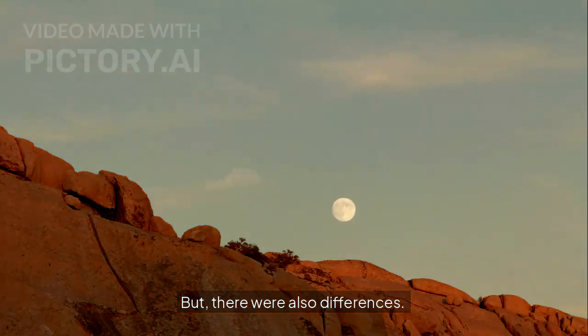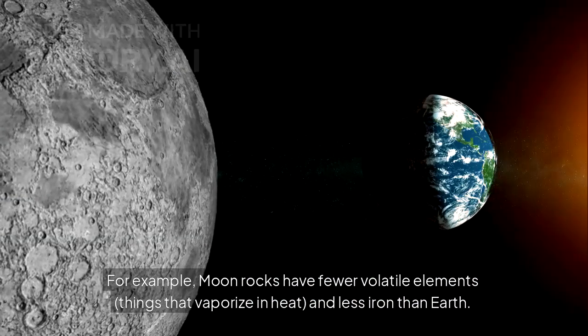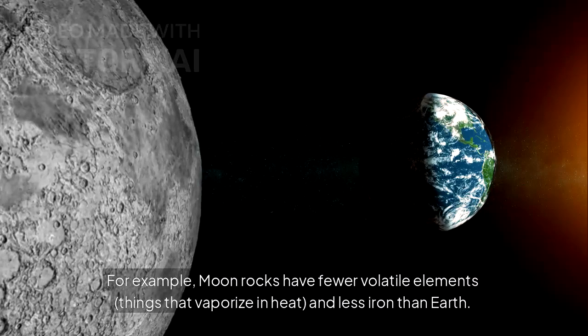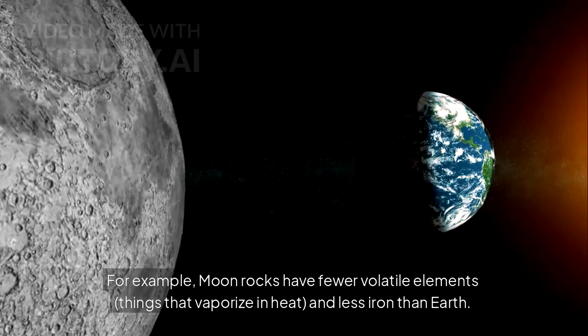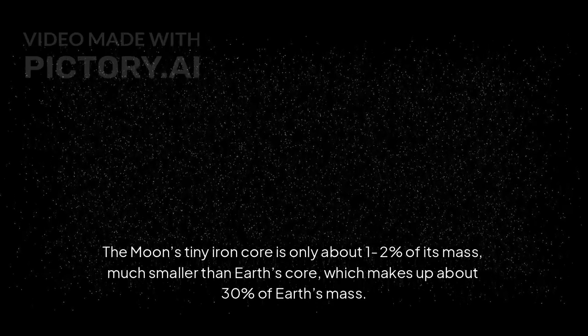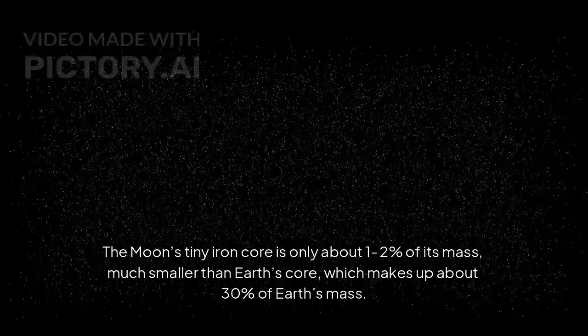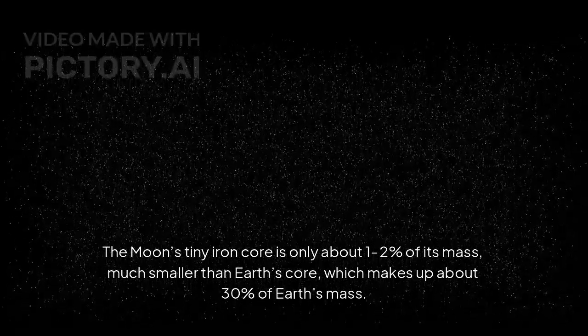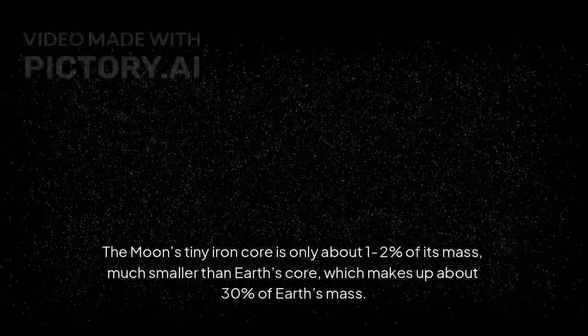But there were also differences. For example, Moon rocks have fewer volatile elements, things that vaporize in heat, and less iron than Earth. The Moon's tiny iron core is only about 1–2% of its mass, much smaller than Earth's core, which makes up about 30% of Earth's mass.